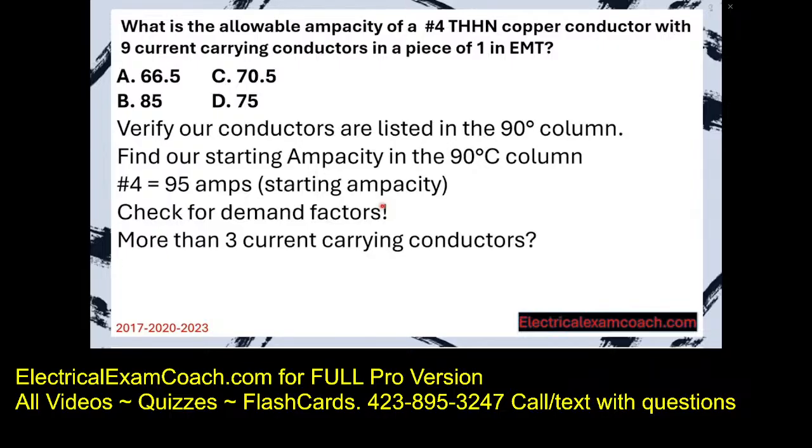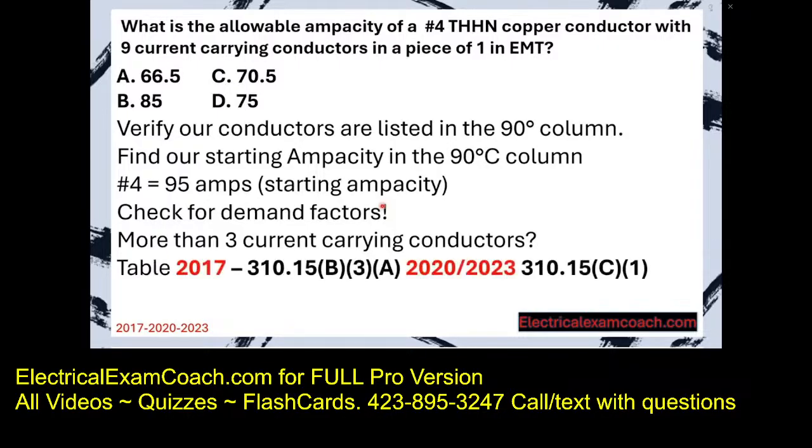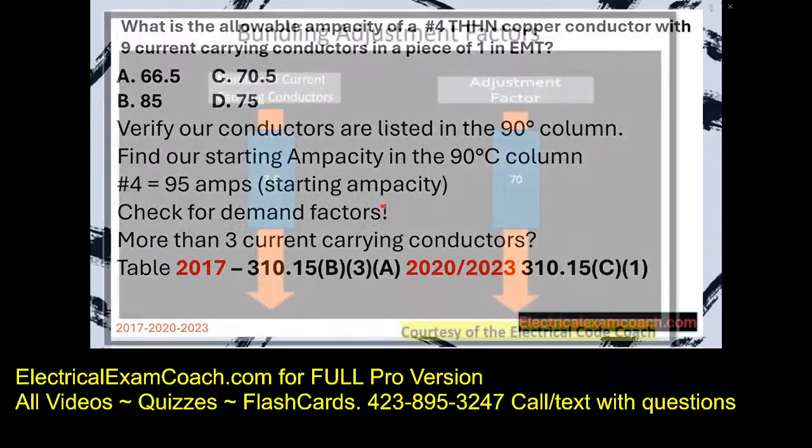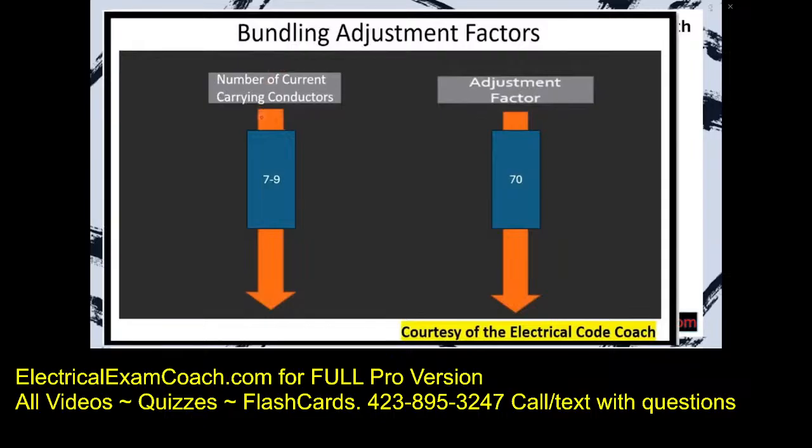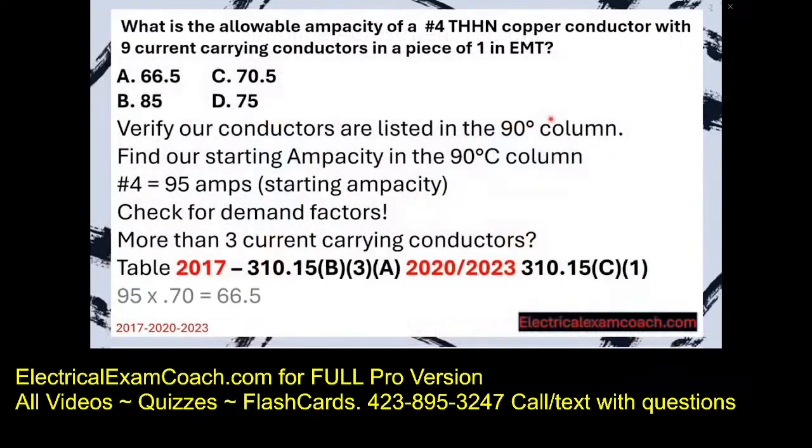We're going to head to either table depending on what code cycle you're in. It is our bundling adjustment factor table. And when we get there, we're going to start on the left-hand side. We come down and find our number of current carrying conductors. Then we cross over and find our demand factor. Now we can get to work. We take our starting ampacity, we multiply it by the demand factor, and that gives us a new allowable ampacity of 66.5 amps. A wire that was once good for 95 amps, because of it being bundled in this pipe, is now only good for 66.5, and we select A. Great job!